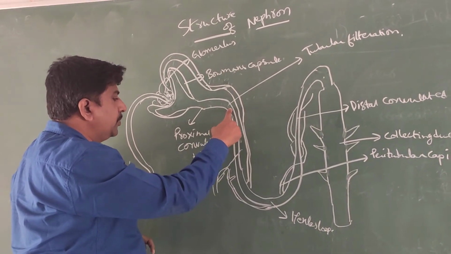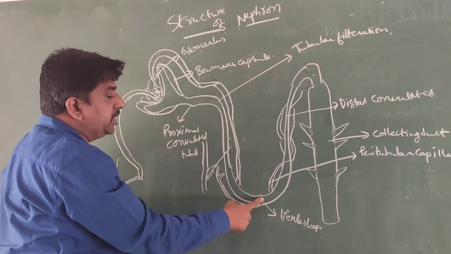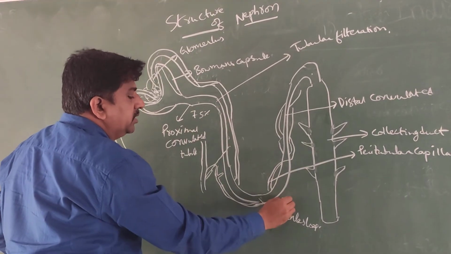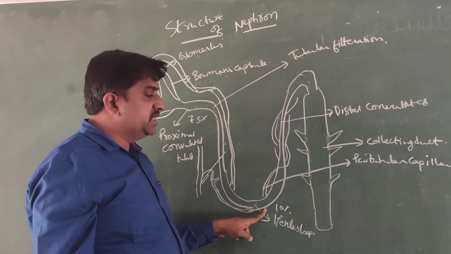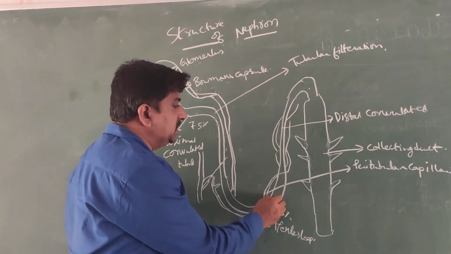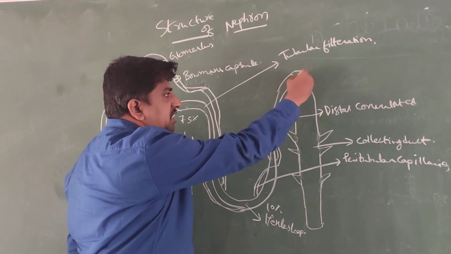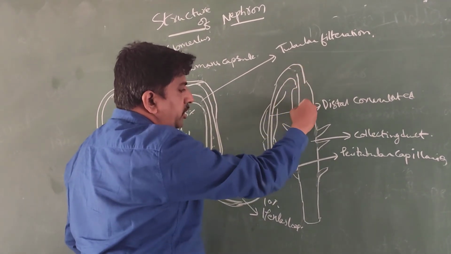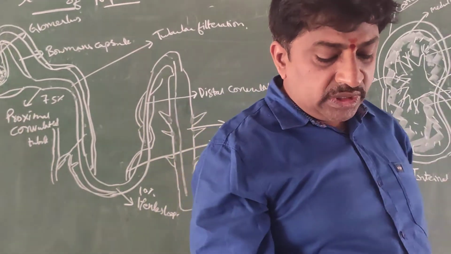Next, from the proximal convoluted tubule, it goes toward the Henle loop. Here 75% of filtration happens, but at least 10% of waste remains. Inside this waste substance, again the reabsorption happens. After the reabsorption, the waste content enters into the distal convoluted tubule. From the distal convoluted tubule, it opens into the collecting duct.